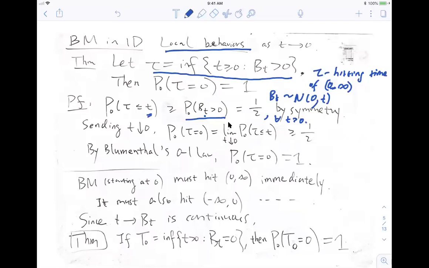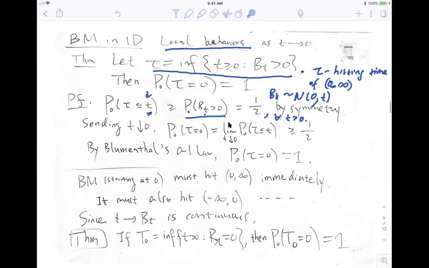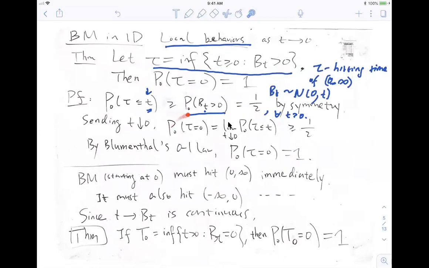Okay, so we can say t goes to 0. If we set t to 0, it becomes smaller and smaller, strictly decreasing. So this limit works, and this limit should be bigger than 1/2, right? But tau equals 0 is trivial. So tau equals 0 should only depend on this; tau equals 0 should be in the germ field.